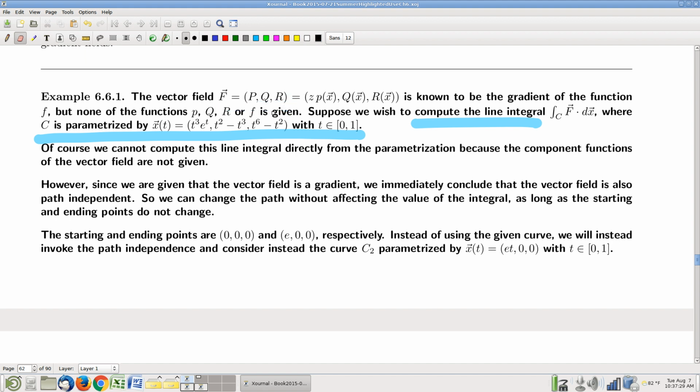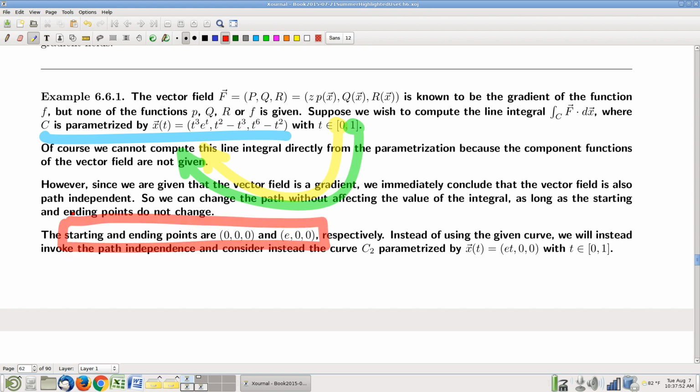Turns out there's a real clever way to approach this problem. Let's think about this curve. Note that it starts and ends at points that we can compute. We can take t equals 0, plug it in. We can take t equals 1, plug it in, see what we get. And this curve starts and ends at these two points: (0, 0, 0) and (e, 0, 0).